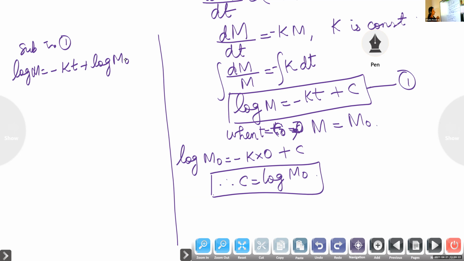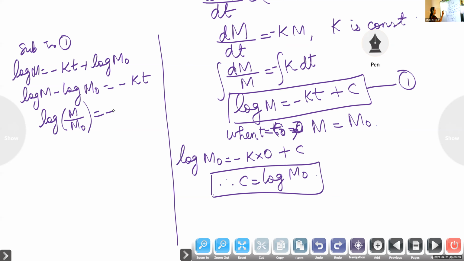Now plus log m naught, if you take to the other side, it is minus log m naught. Log m minus log m naught is equal to minus kt. What is log a minus log b? Log a by b. So log m by m naught is equal to minus kt. Therefore, t is minus 1 by k log of m by m naught.